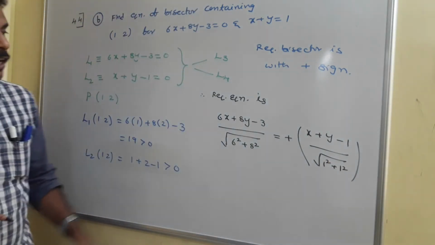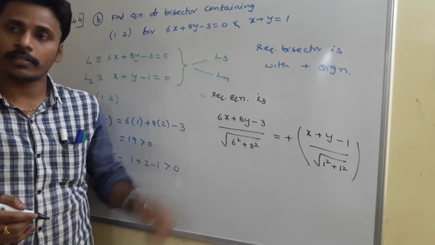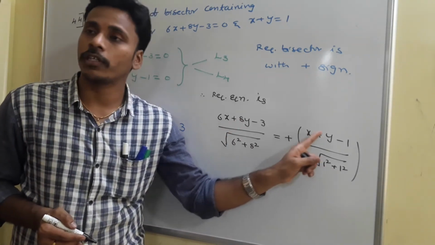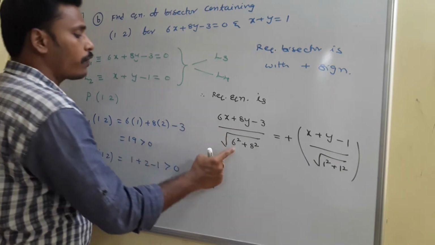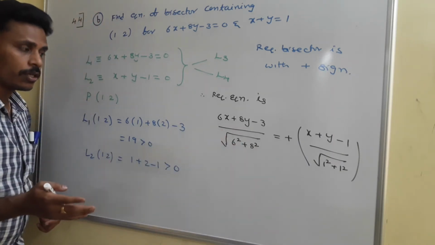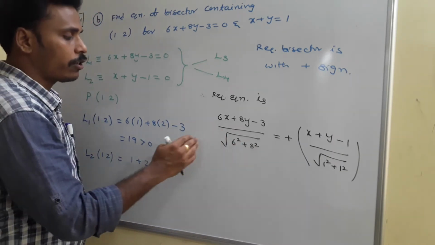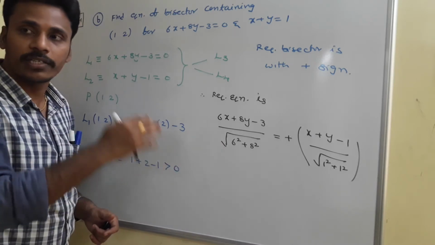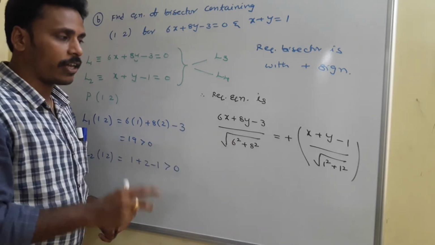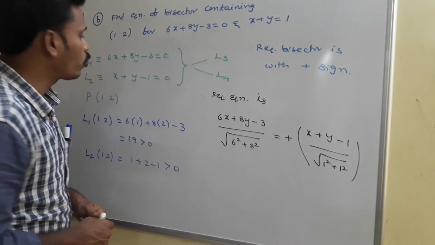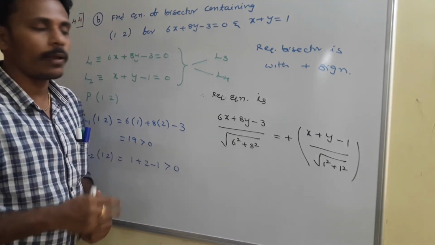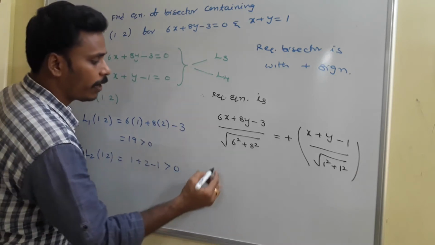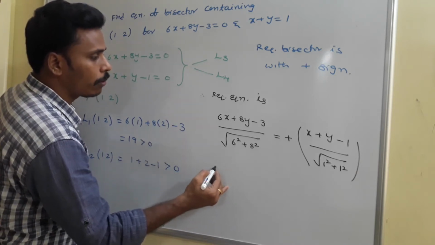You need to identify here that 6 and 8 are the coefficients of x and y. Here 1 and 1 are the coefficients of x and y. According to the formula we need to move. Root of 6 square plus 8 square: 64 and 36, which is 100, and root 100 is 10. So this denominator is 10. Whereas there the denominator is root of 1 square plus 1 square, which gives us root 2. Further we need to simplify.